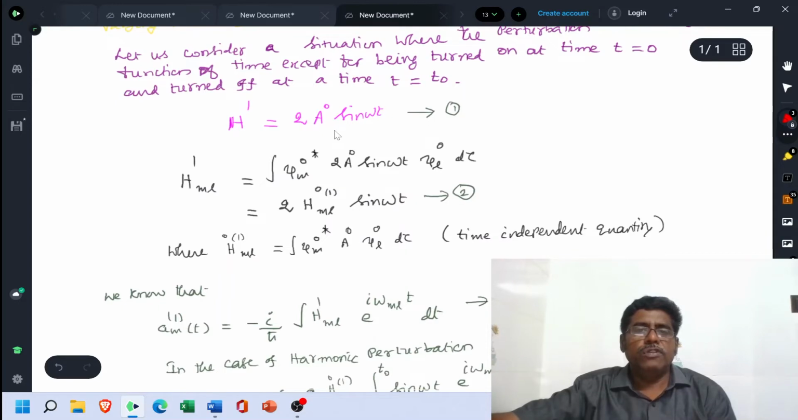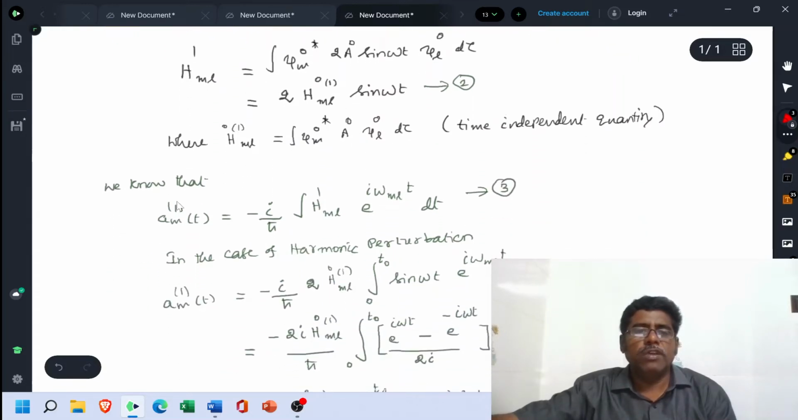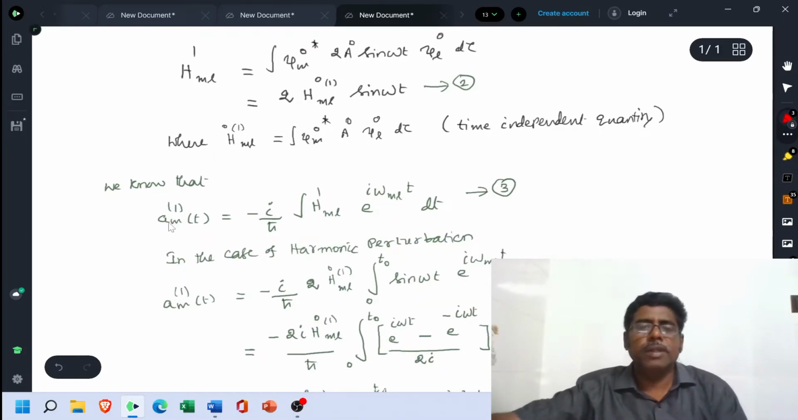If the value of H1 ml is equal to the integral of psi m0 star 2a0 sin omega t psi l0 d tau, this is modified as 2H0 1 of ml sin omega t, where H0 1 ml is equal to the integral of psi m0 star a0 psi l0 d tau. This is the value of am1 of t. We arrived at this relation from our time-dependent perturbation theory, the amplitude value. Instead of H1 ml, we substitute this value, then take this 2H0 ml of 1 outside. Then we can get the equation of this form.